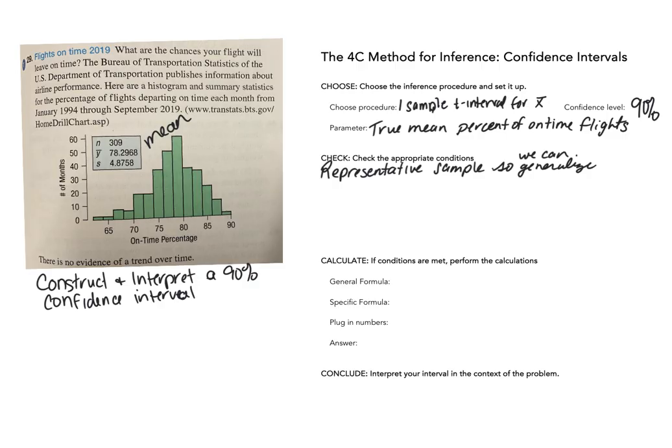The next is if we're doing a sample, it needs to be less than 10% of the population. So 309 is less than 10% of all flights, past, present, and future. So that's reasonable. So we can sample without replacement.